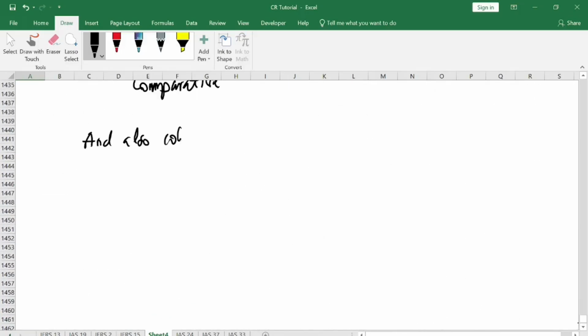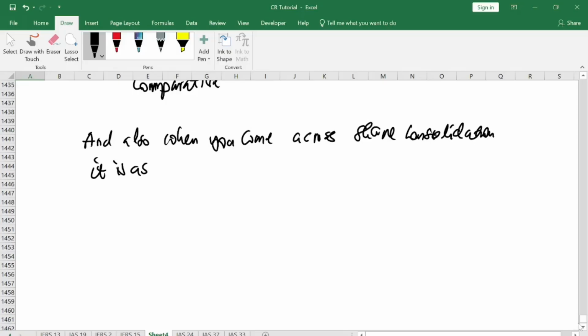And also when you come across share consolidation, it is the same as share reversal. So you take note of that. The moment you say share consolidation, they are talking about a reverse split. Thank you very much.